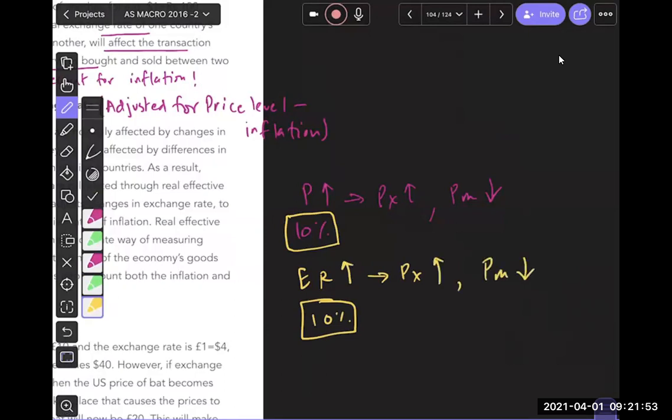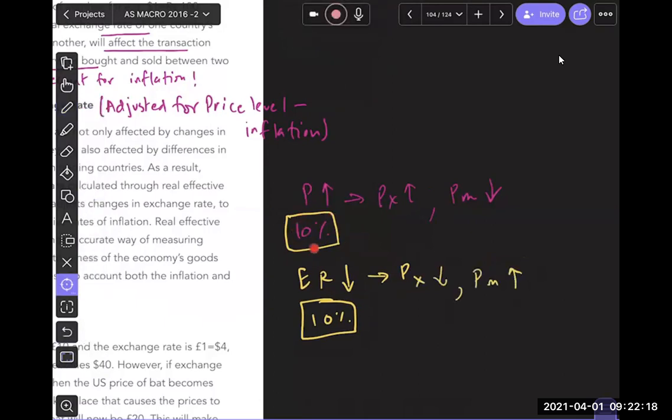Now, guys, look at this, what is happening. If inflation happens, it will make our exports expensive, right? I wanted to actually make the exchange rate go down. If the exchange rate goes down, exports become cheaper and imports become expensive. So if price is going up by 10% and exchange rate is going down by 10%, both these effects are in the opposite direction, because the inflation is going to make our exports expensive, while the exchange rate is going to make our exports cheaper.